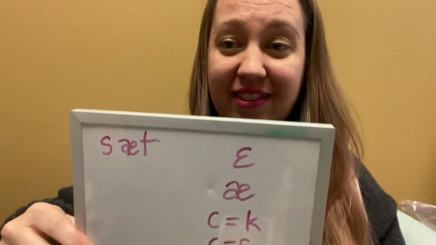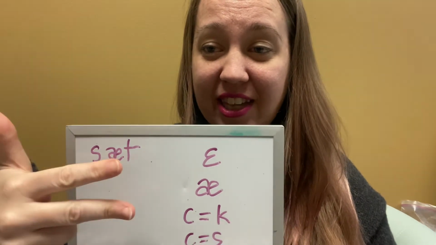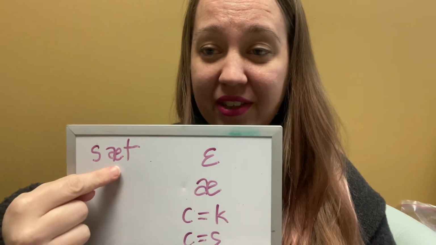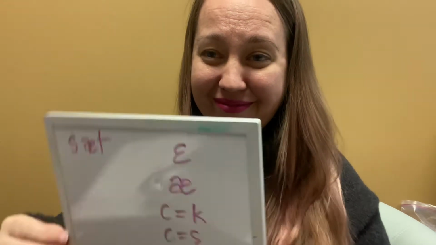Next word is sat. I expect this one will probably be easy for you. Sat. How many sounds? And does sat have an epsilon or an ash? It has an ash. S, A, T. 3 sounds. And the middle sound, the A, is this guy right here. Are you getting them? I bet you got that one right. That was an easy one, right?